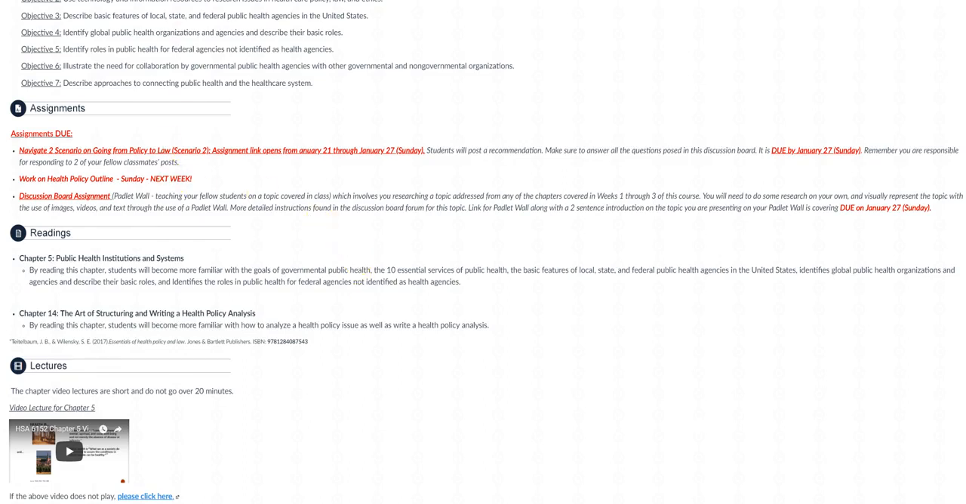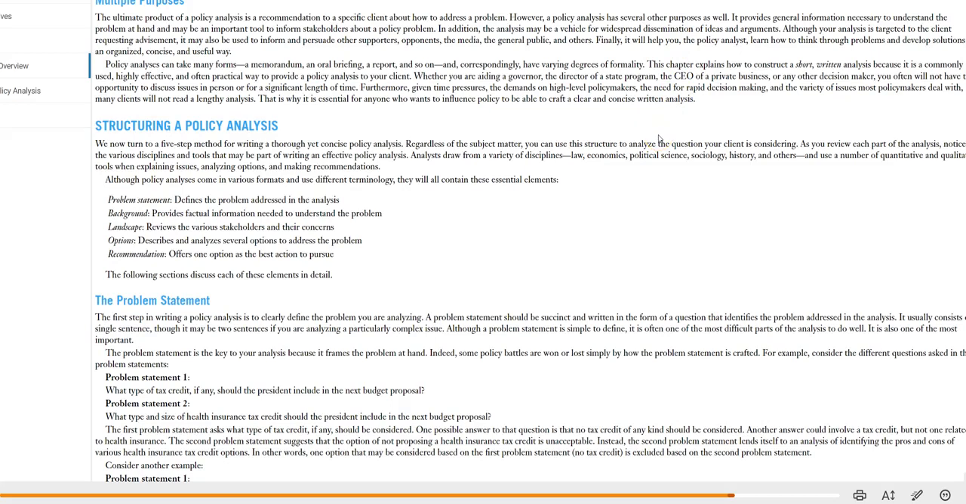So I'm going to quickly jump to chapter 14 in our required textbook and just very briefly touch on the key elements of the health policy analysis. So usually in your research papers, you include a clearly stated thesis. In this case, you will be defining the problem being addressed, and that will be your problem statement. Then you'll include your background information on the topic. This is where you have a lot of your research, just giving your reader an idea of your topic. And you want to be very clear and thorough in this section.